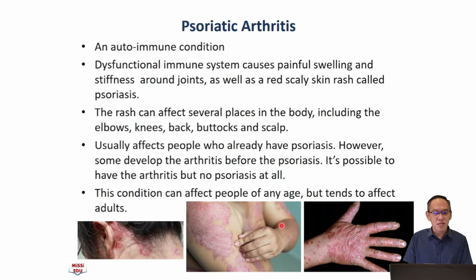Now, this condition can affect any age but tends to affect adults. You can see the diagram here. They have a scaly skin lesion over the hand area, shoulder area, and the scalp hairline area.